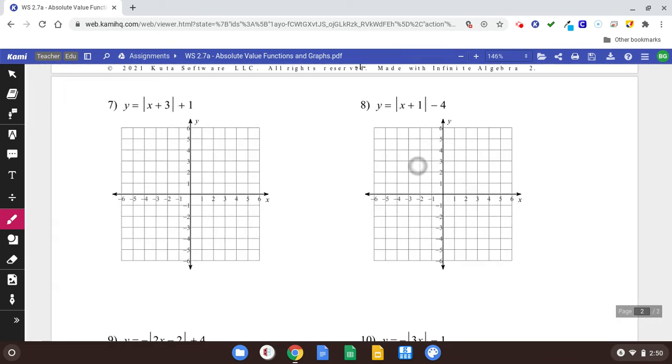7, same thing, V-shape. -3 makes this 0. Or you can think about that as a shift of left 3. This means up 1. Your vertex is going to be -3, 1. Draw your V-shape. Up 1 over 1, up 1 over 1, up 1 over 1. Label the vertex.